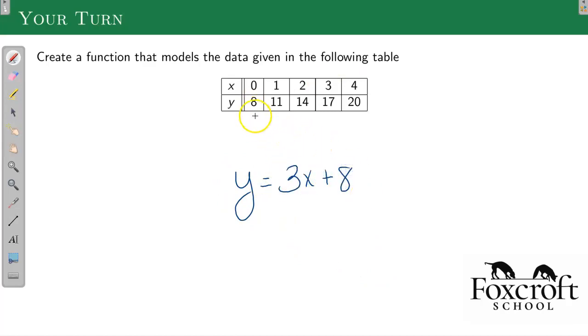All right, so why is this the answer? 8 to 11, I add 3. 11 to 14, I add 3. So I'm adding 3 every single time, which tells me it's linear. That's my slope. And then, again, b is the initial value at the starting point.